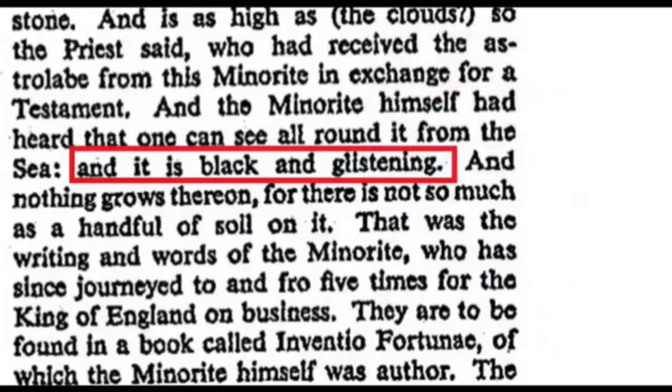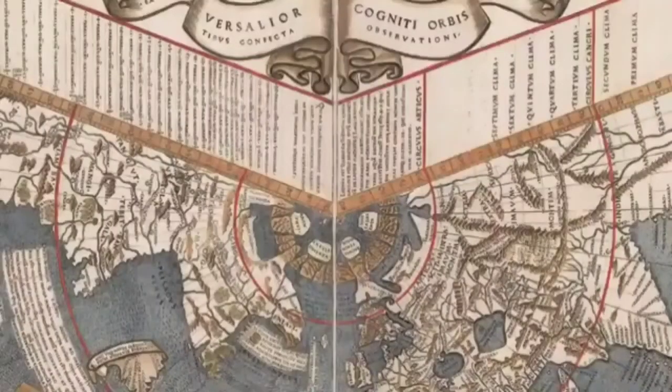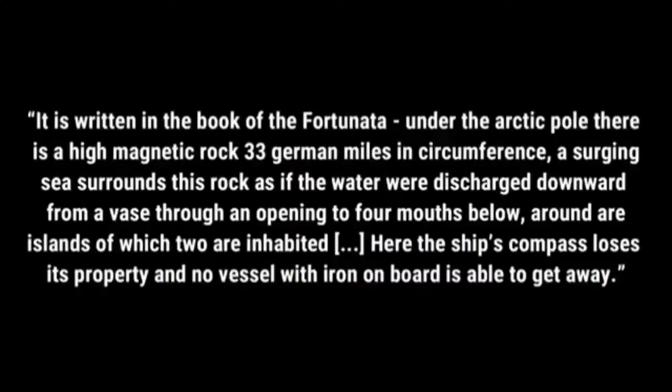In Johann Ruysch's 1508 map, the North Pole is represented in a similar manner, and the map's legend states, it is written in the Book of the Fortunata, under the Arctic Pole there is a high magnetic rock, 33 German miles in circumference.